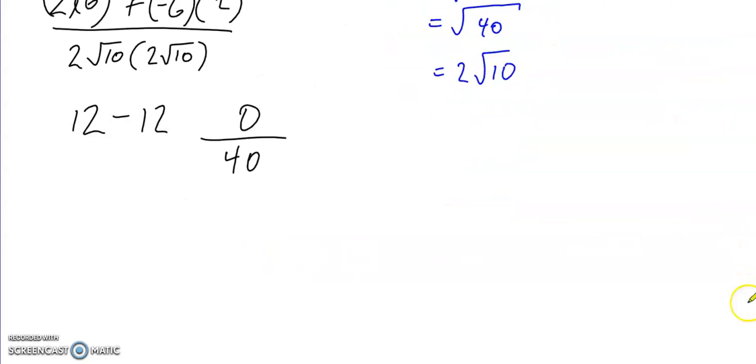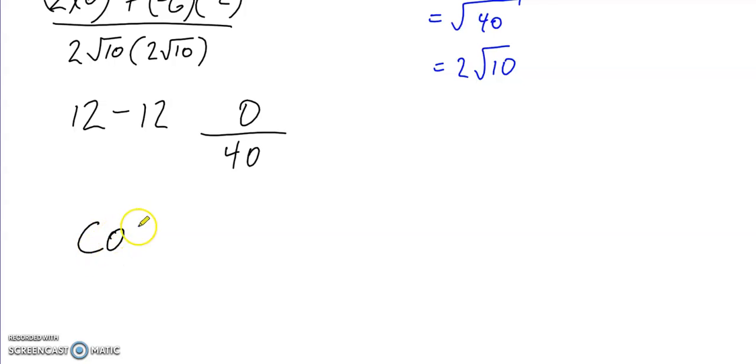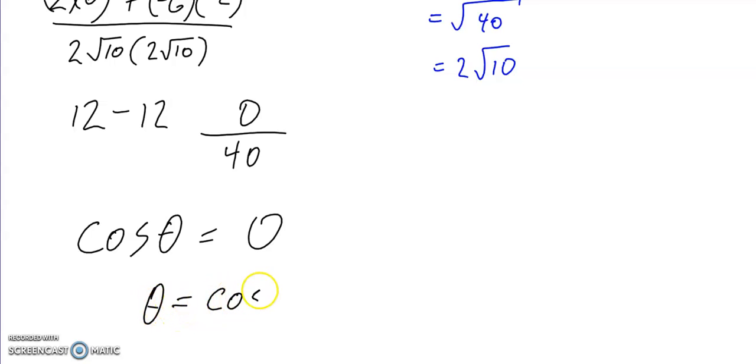So the angle between these, because what we were finding this whole time is the cosine of theta. All of that was to find cosine theta. It's actually to find theta. So the cosine of theta is 0. So to find theta, we are going to do the inverse cosine of 0. Inverse cosine of 0, theta is 90. So the angle we're talking about is a 90-degree angle.